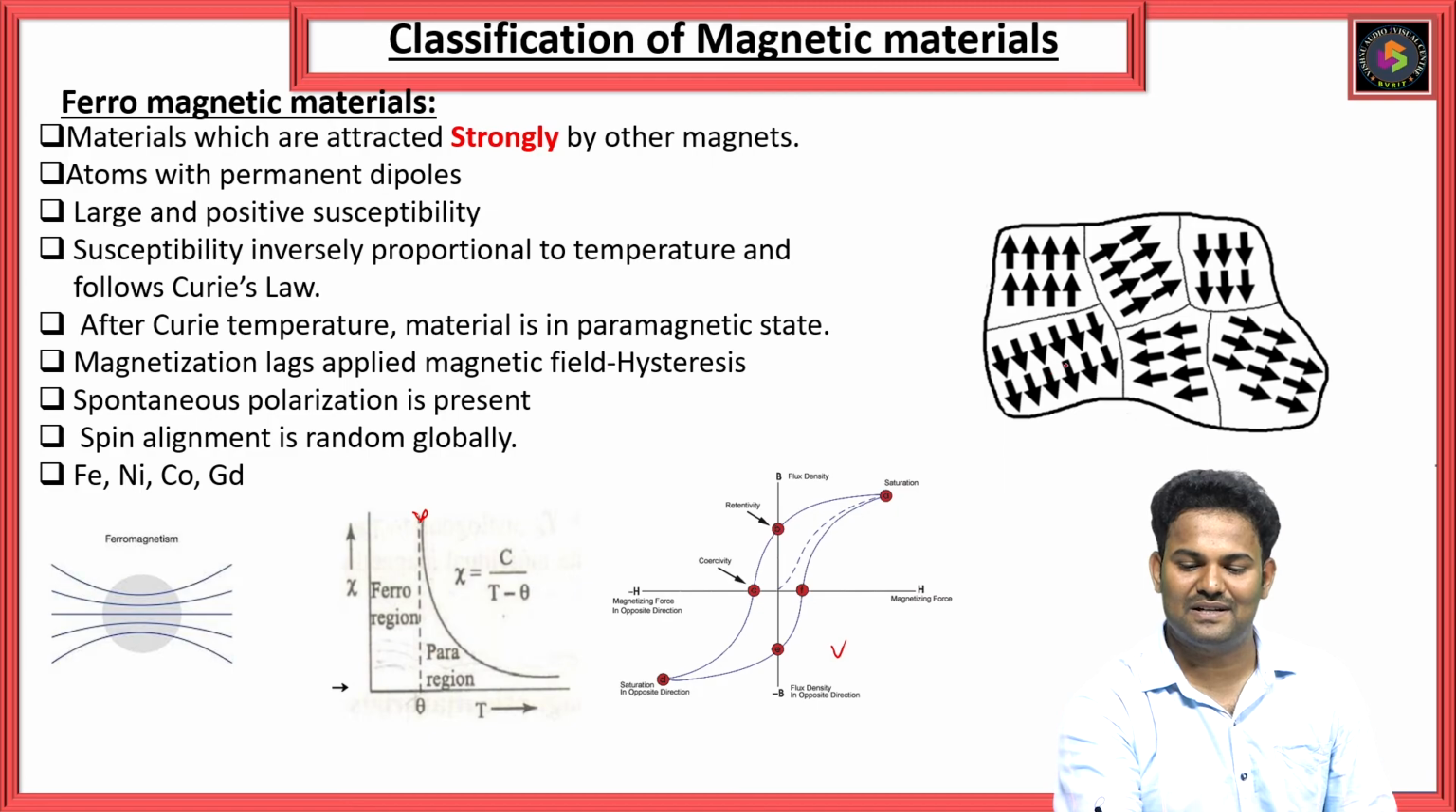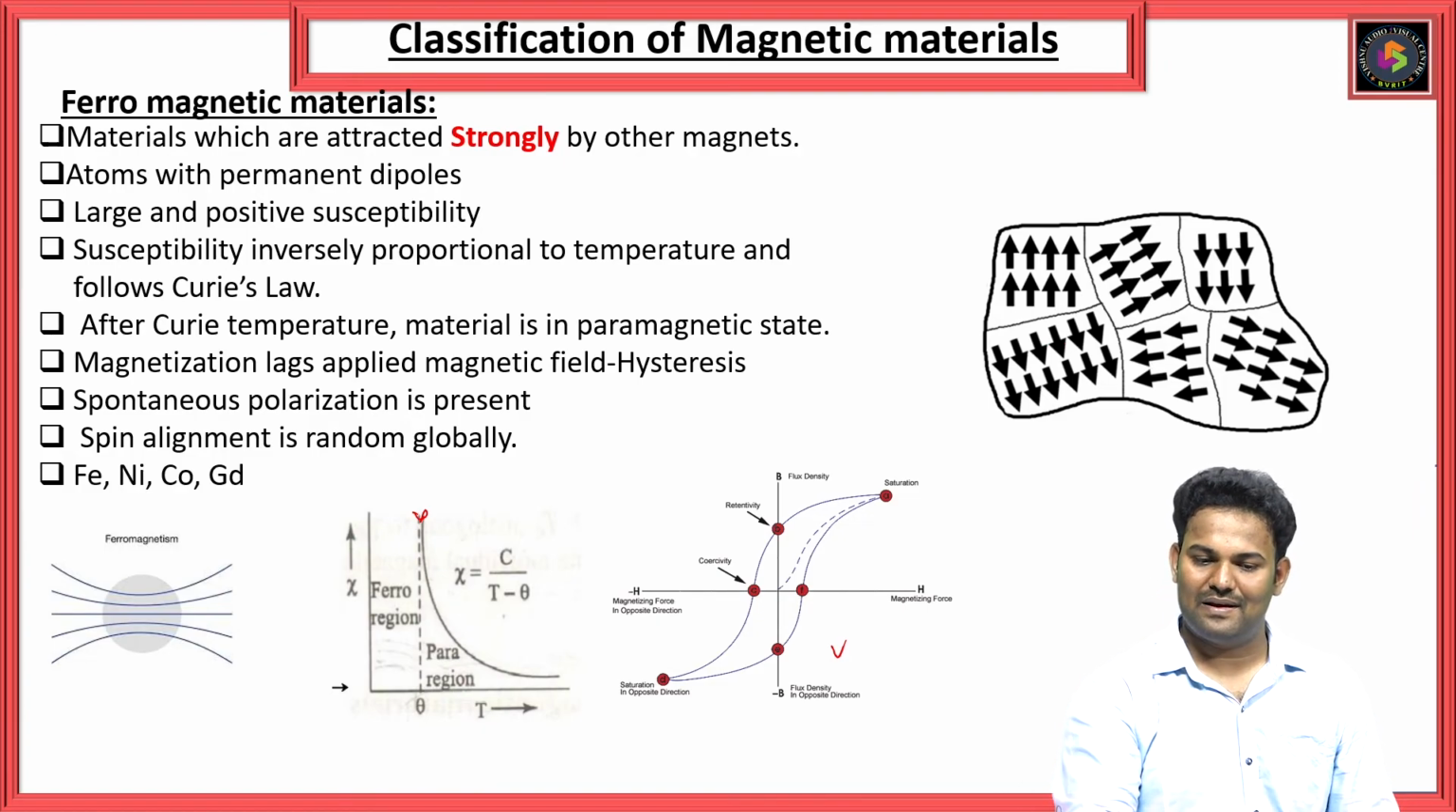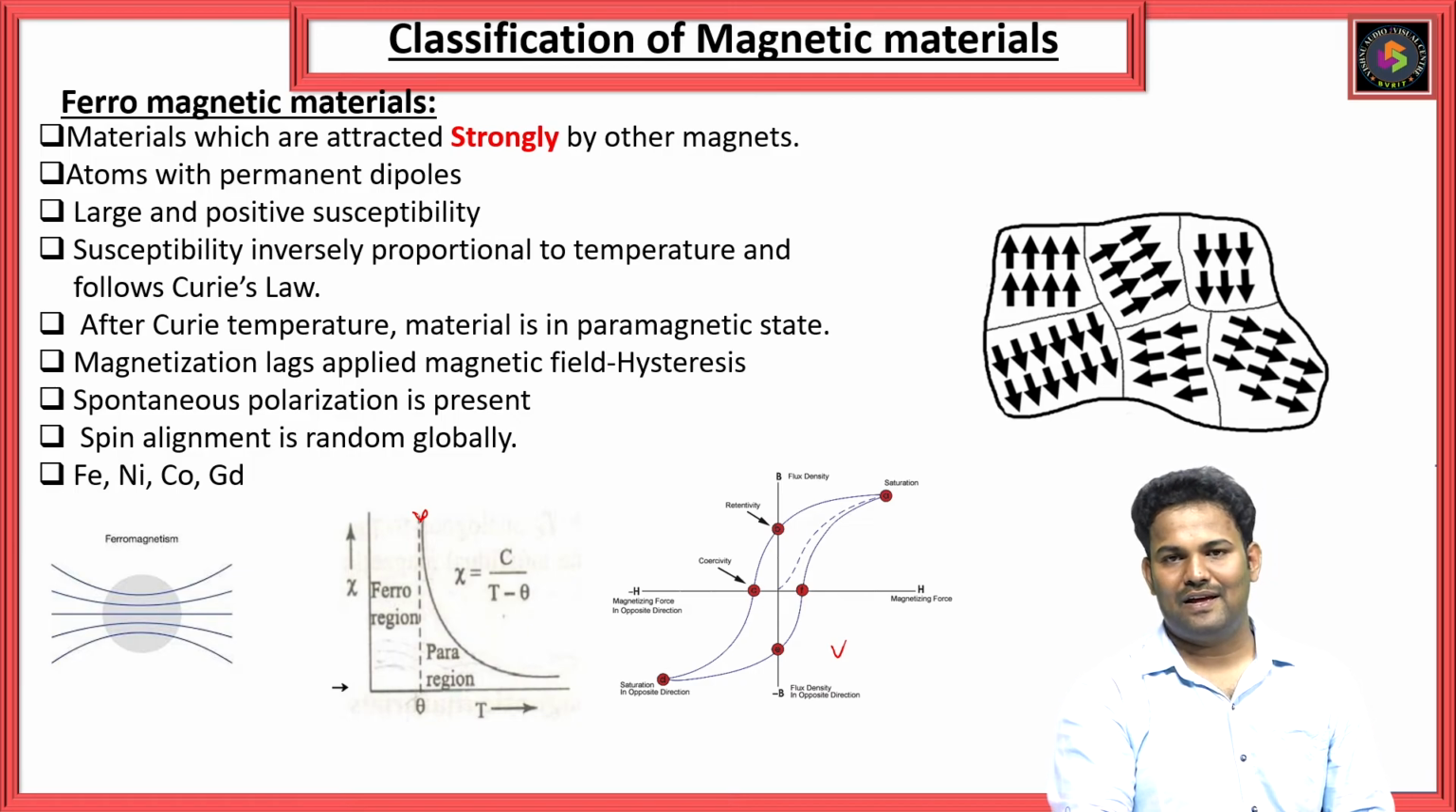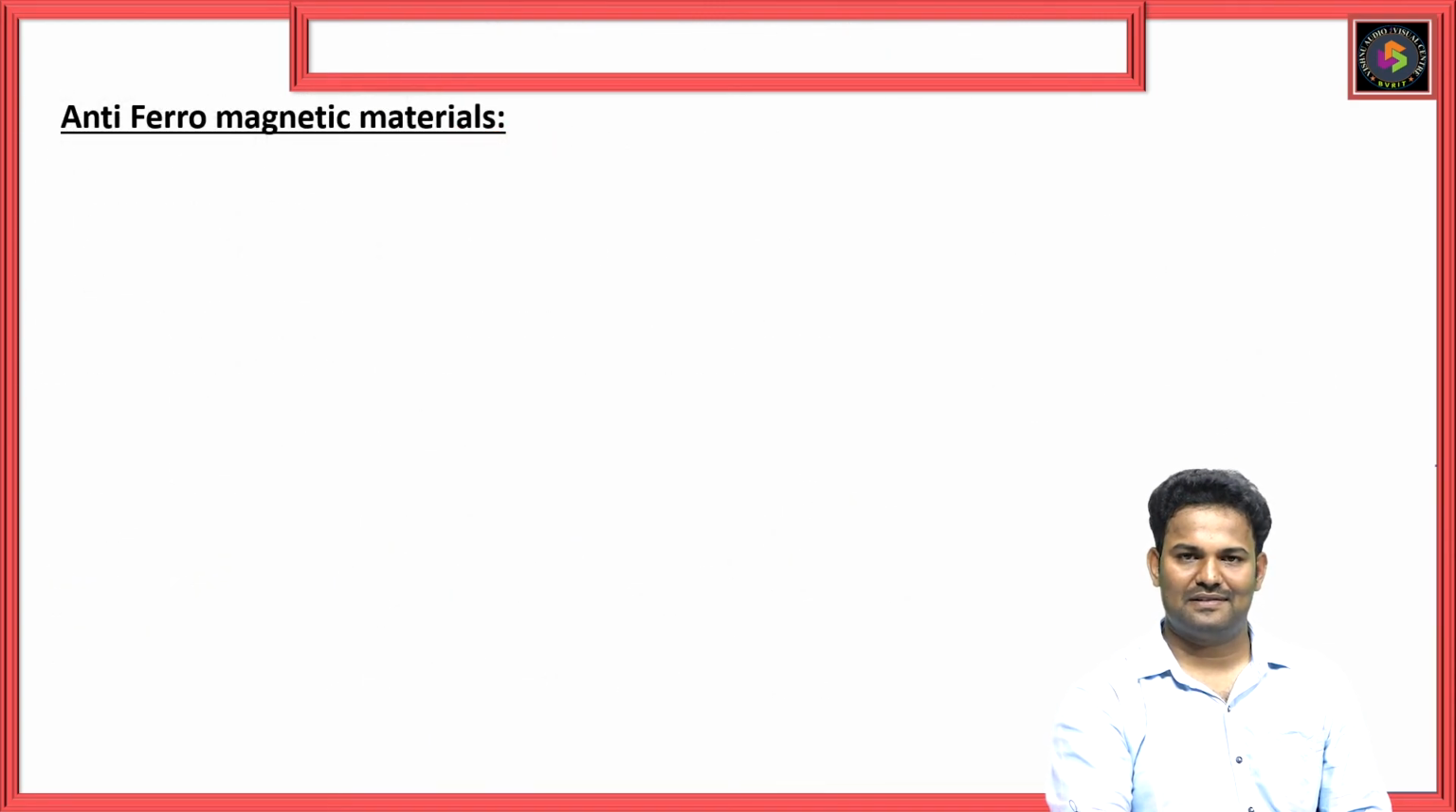The spin arrangement is completely random in paramagnetic materials. In ferromagnetic materials, the spin arrangement is also random between domains. The examples of ferromagnetic materials are iron, nickel, cobalt, gadolinium, and rare earth elements. We did iron in the previous slide.